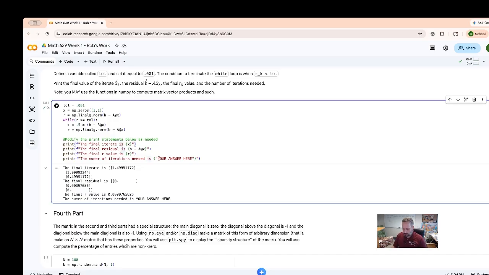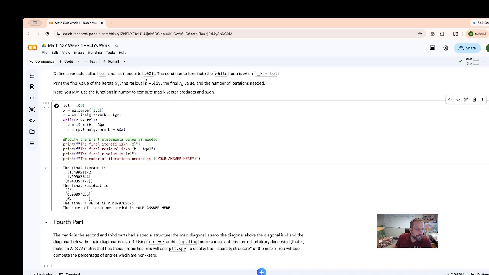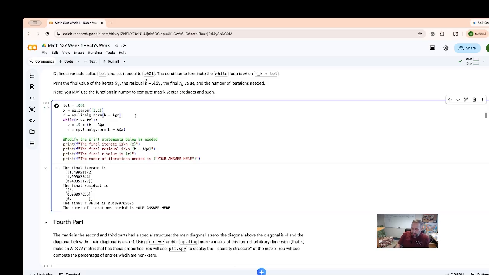And you know what? I'm going to put new lines here so that we can read these a little bit better. Okay, so this is the residual. It's approximating just at 0, you can tell. This is the final R value, which is the norm of the residual. The number of iterations. Okay, so what are we going to do here?